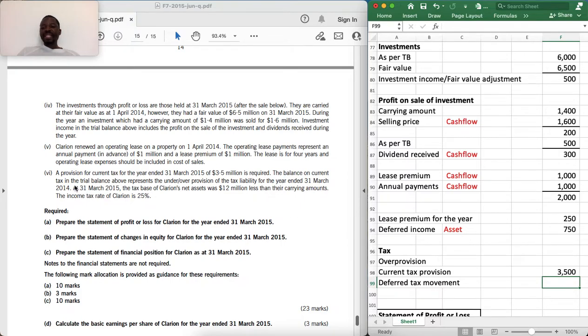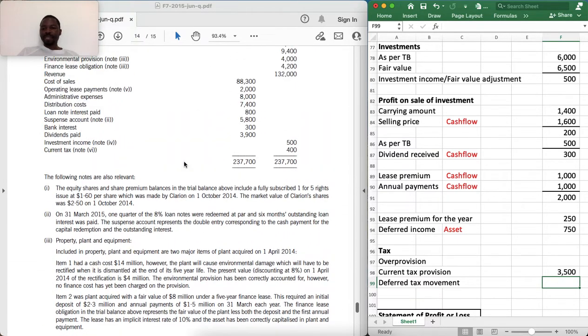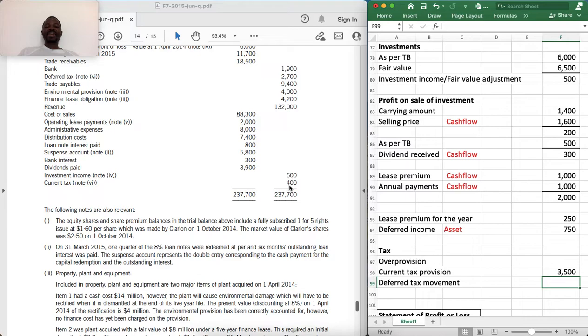The balance on the current tax in the trial balance above represents the under or over provision of the tax liability as at 31 March 2014, last year. Let's go. The current tax is 400 credit. If it's a credit, it was an over provision. So an over provision needs to reduce our current tax expense.